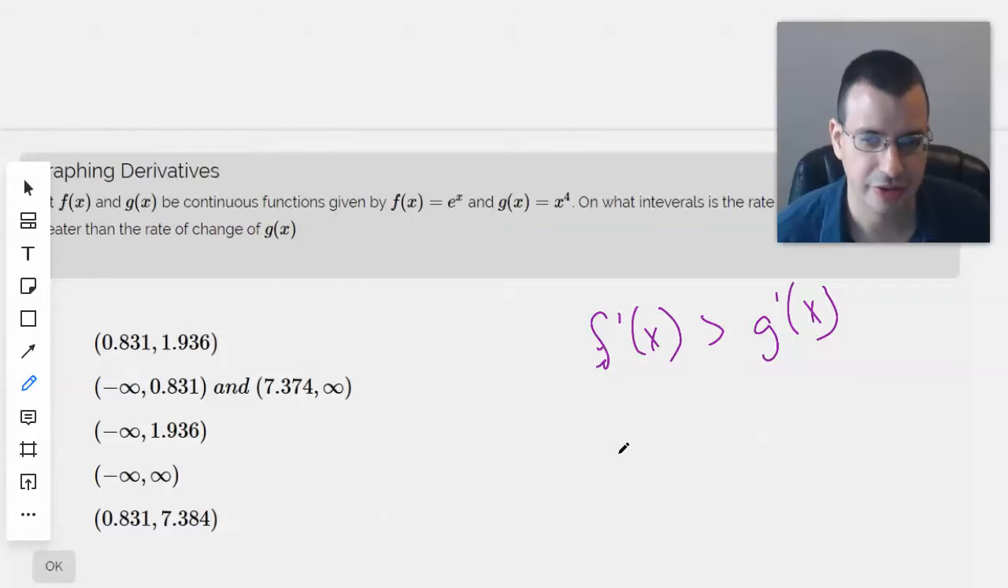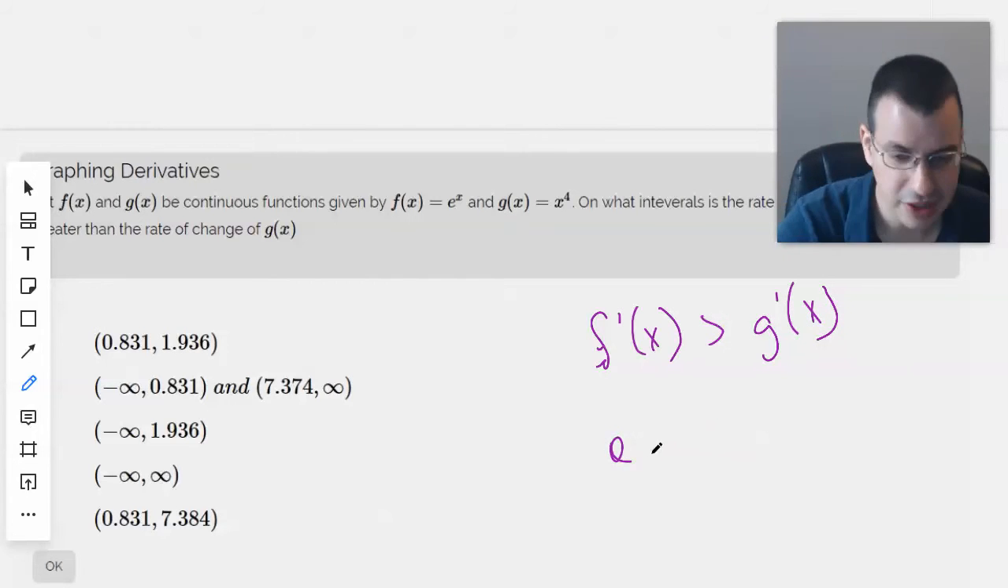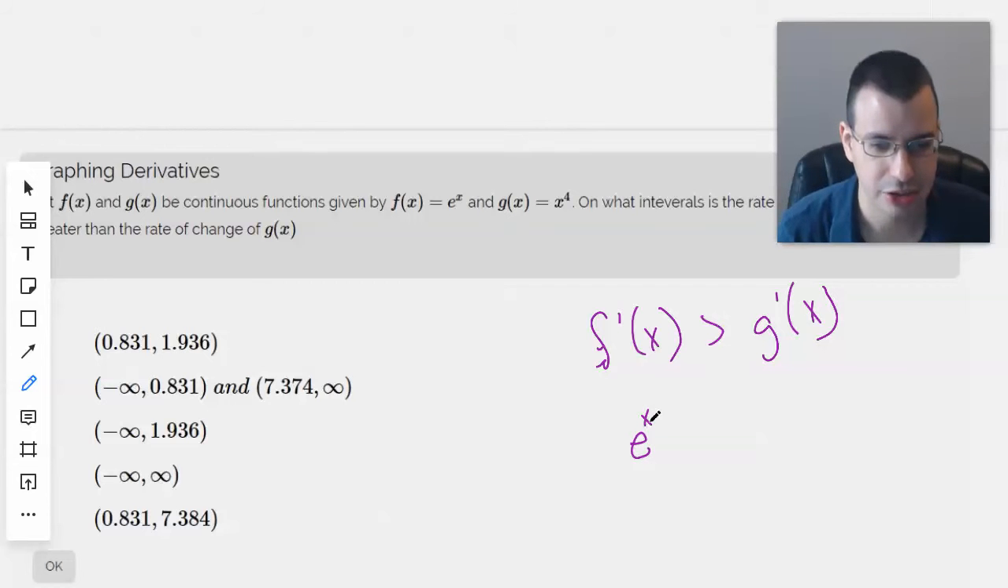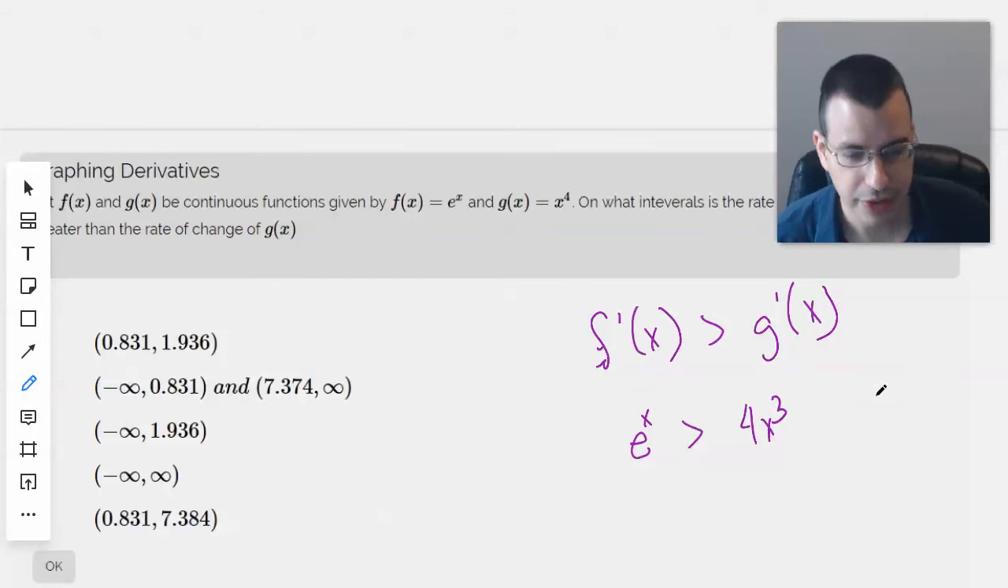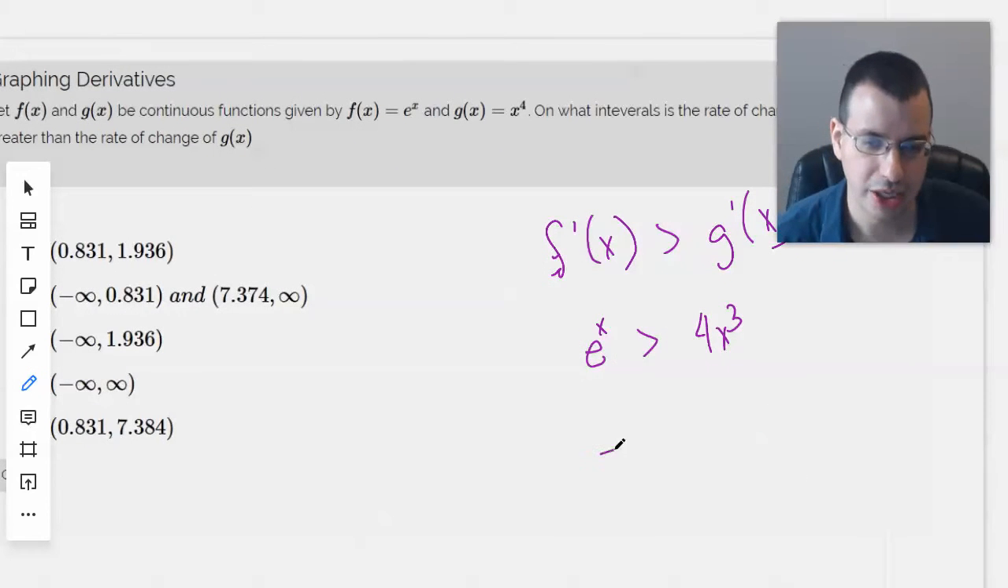These derivatives are relatively easy. The derivative of e to the x is e to the x, which makes it unique and special. And the derivative of x to the fourth is 4x cubed. So we want to know when e to the x minus 4x cubed is greater than 0.